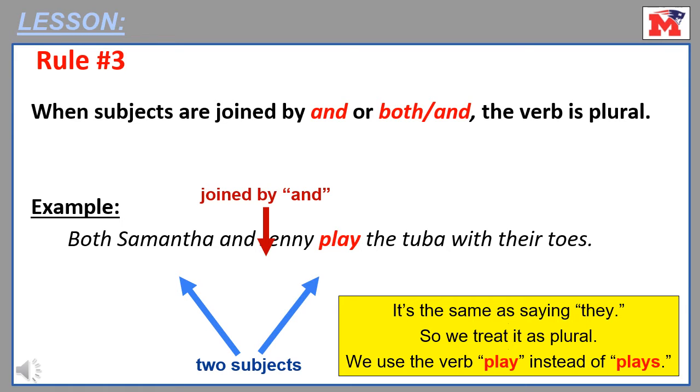It's the same thing as saying they. Samantha and Jenny is the equivalent of they. So again, rule number 3, when subjects are joined by and or both and, the verb is always plural.